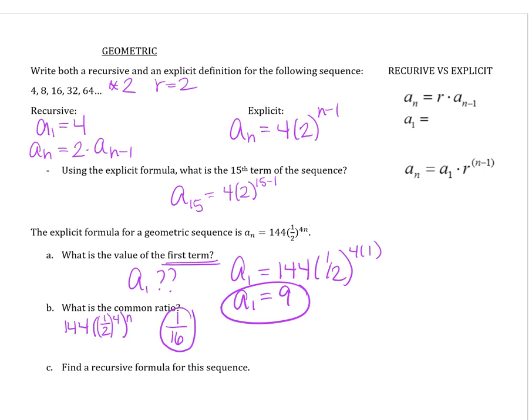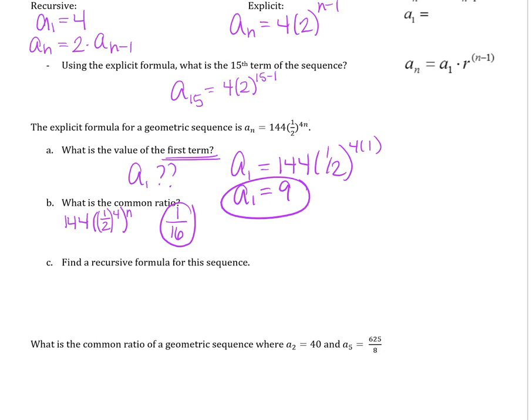So then if I were to put this together and do a recursive formula, the first term is 9. And if I want the next term in the sequence, I have to take the previous term and multiply by 1/16.